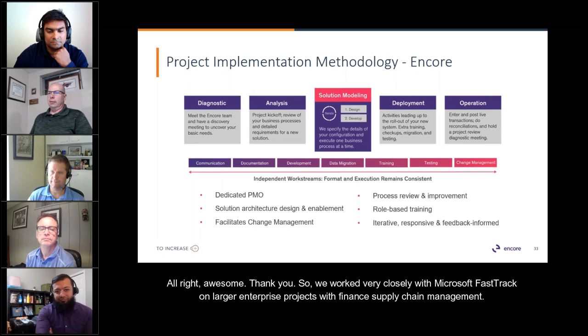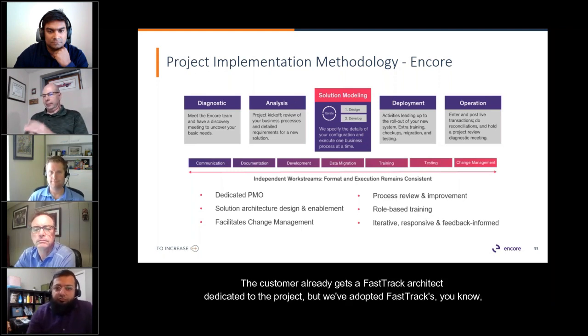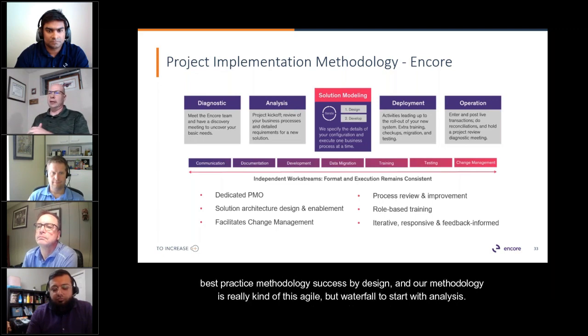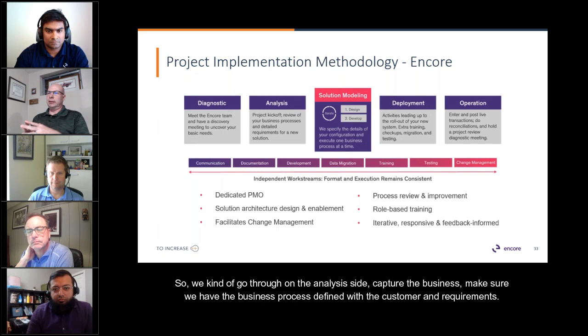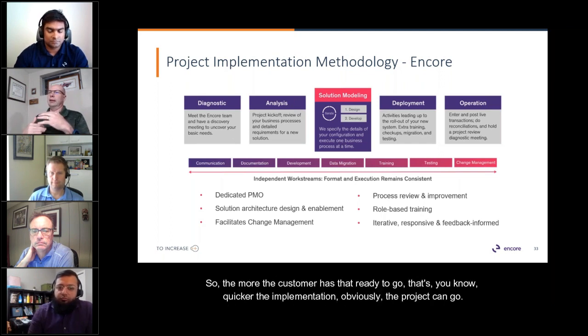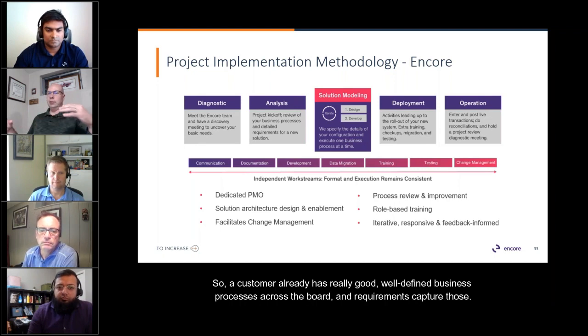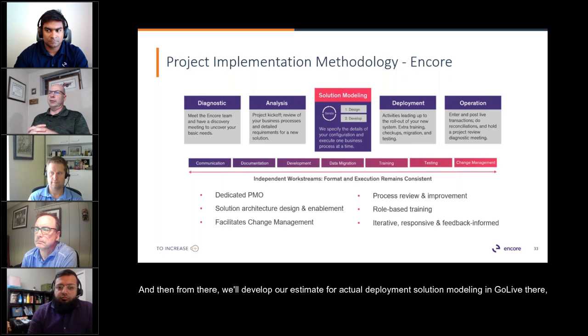So we work very closely with Microsoft Fast Track on larger enterprise projects with finance and supply chain management. A customer already gets a Fast Track architect dedicated to the project, but we've adopted Fast Track's best practice methodology, success by design, and our methodology is really kind of agile but waterfall to start, with analysis. We go through the analysis side, capture the business, and make sure we have the business processes defined with the customer, and requirements. The more the customer has that ready to go, the quicker the implementation can go. If a customer already has really good, well-defined business processes and requirements, we capture those. And then from there, we'll develop our estimate for actual deployment, solution modeling, and go live.